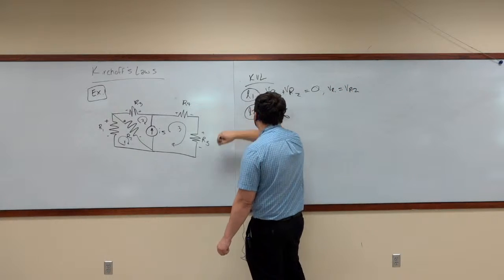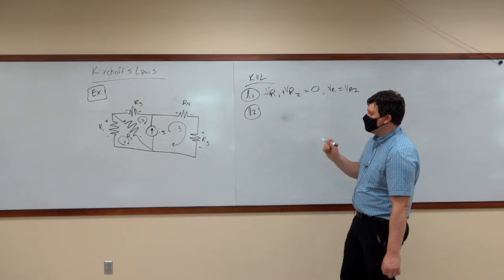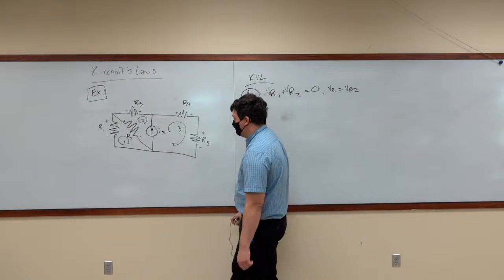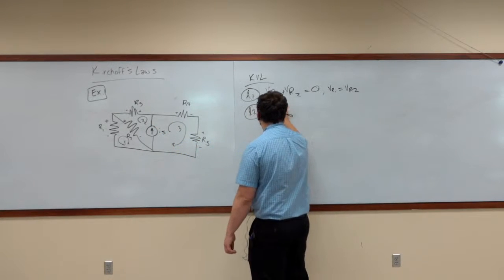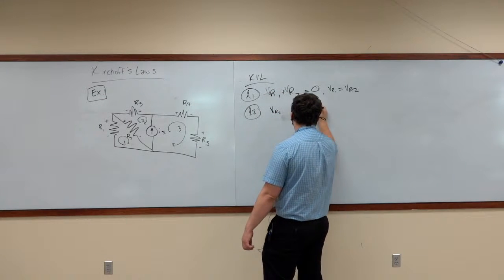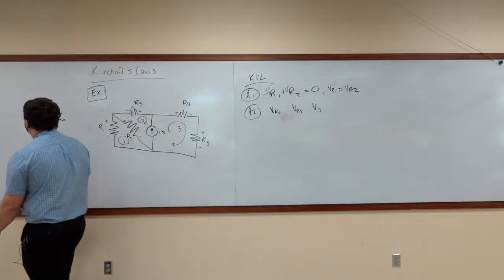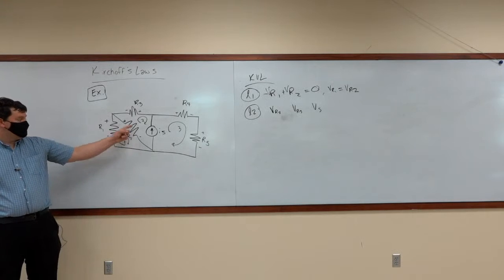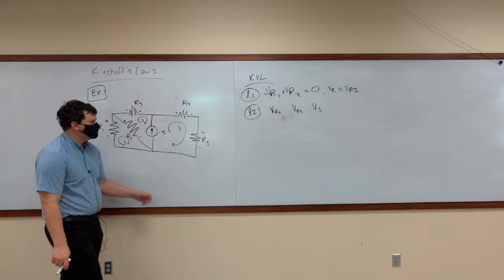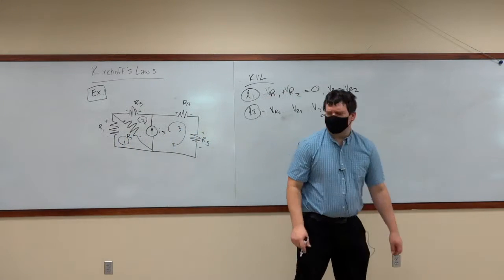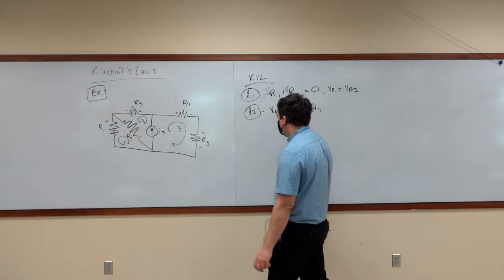Okay, what about loop 2? What components do we have that touch loop 2? R2, R3, and the source, right? So we'll have VR2, VR3, V source. Okay, what about R2? If we go clockwise around this loop, does it touch the positive end or the negative end? Touches the negative end, which makes it negative. If we go clockwise around that loop, does it touch the positive end or the negative end of R3? And then what about VS?